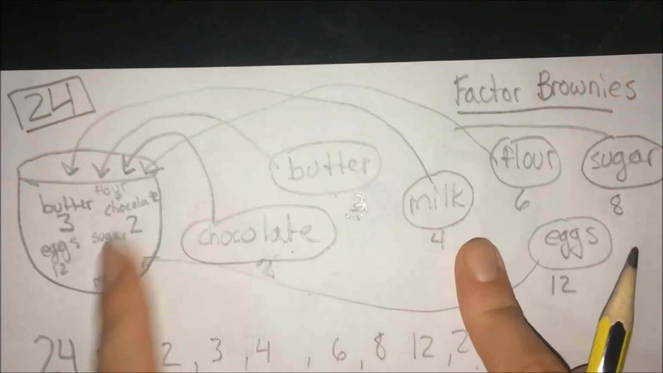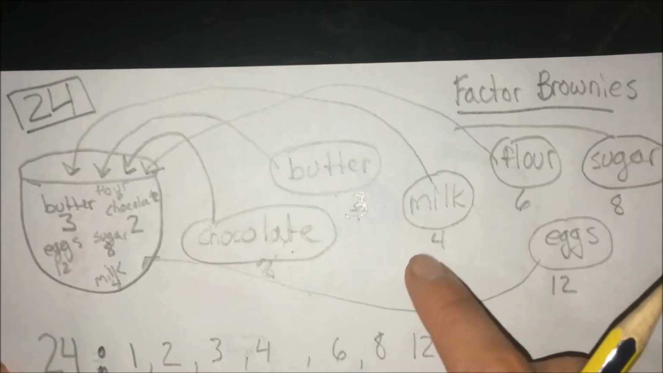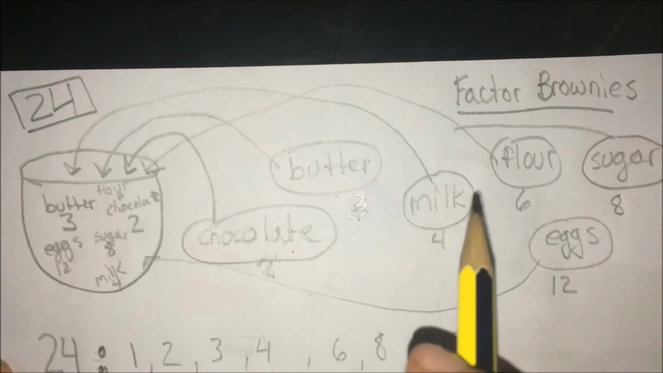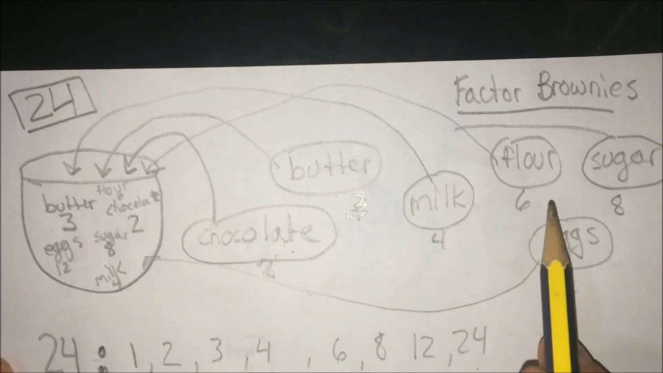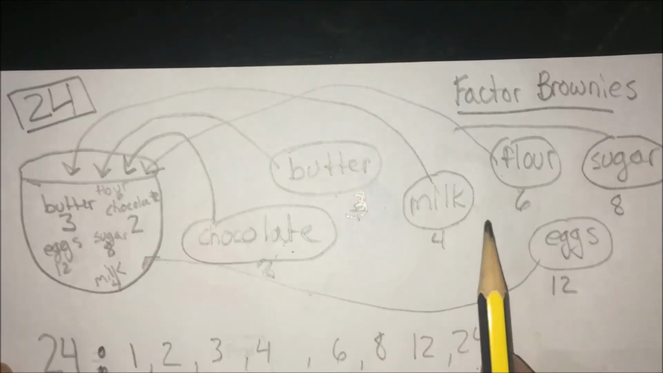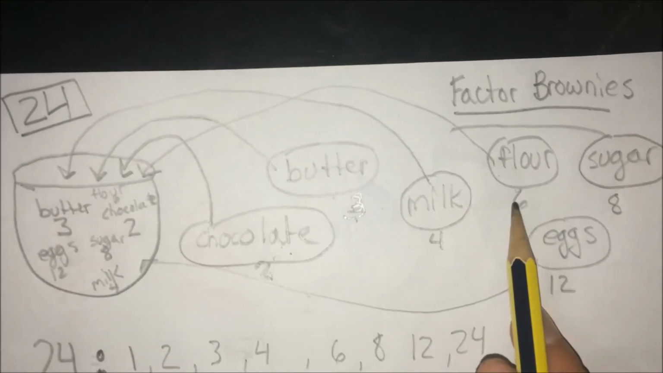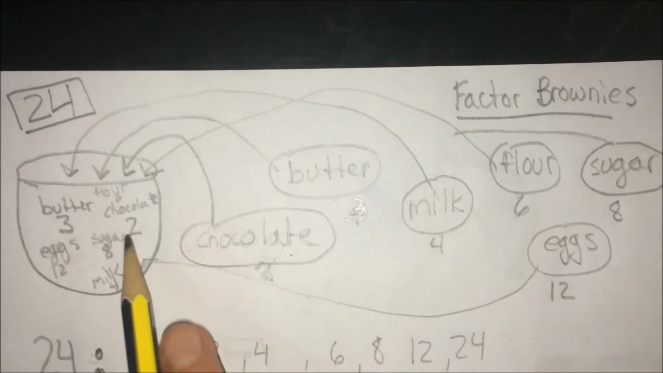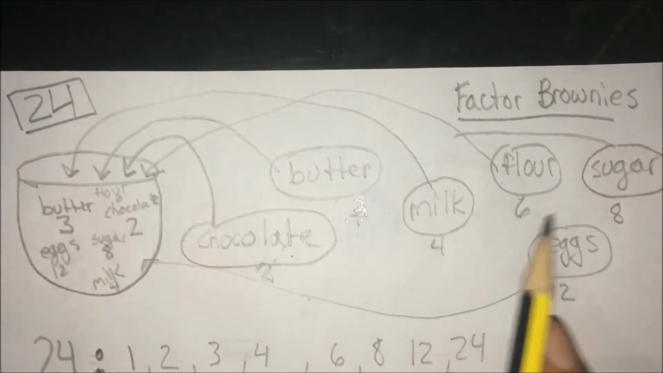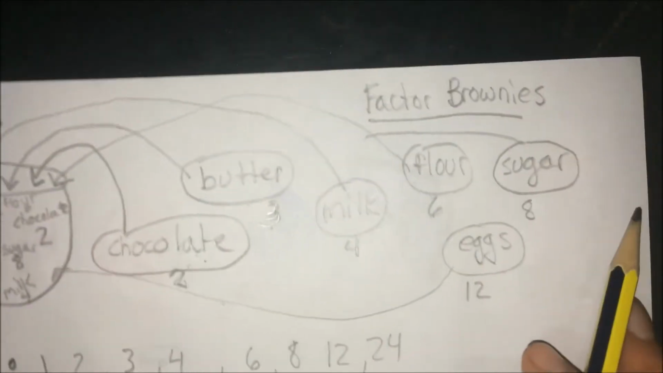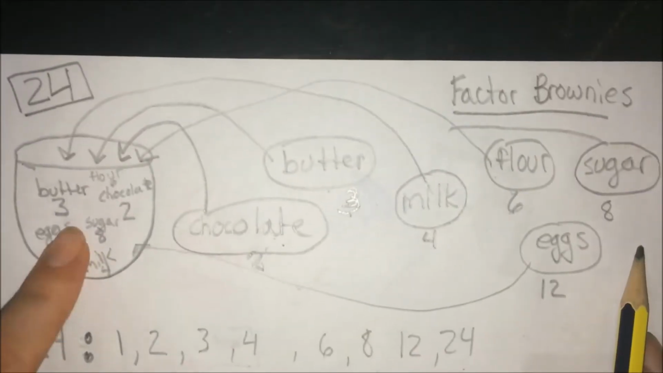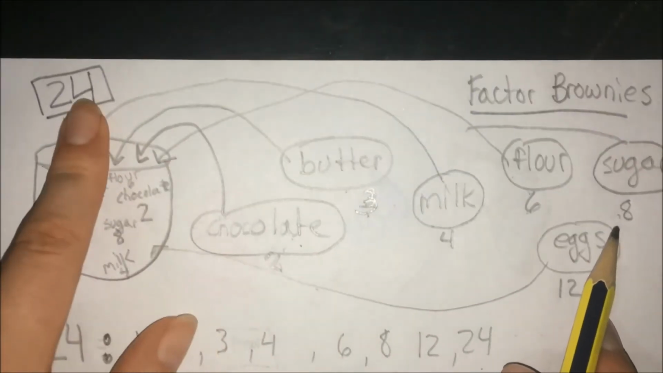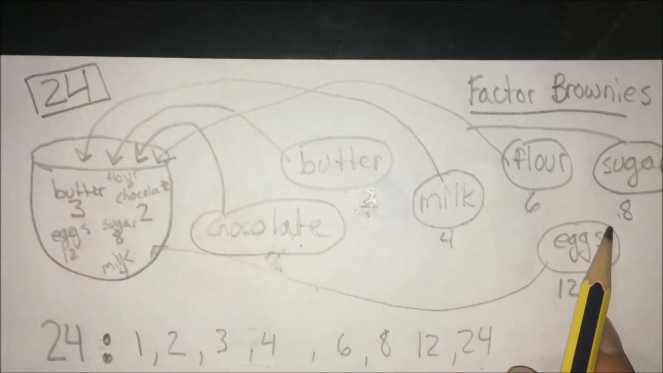You also need some milk in the brownies. Think about the number 4. 4 helps make 24 by 4 times 6. You might need some flour for the brownies, to give them a bit of structure. Think of flour like a 6. 6 helps make 24 by 4 times 6. Sugar, definitely need some sugar. Think about sugar like an 8. 8 helps make 24 by 8 times 3.